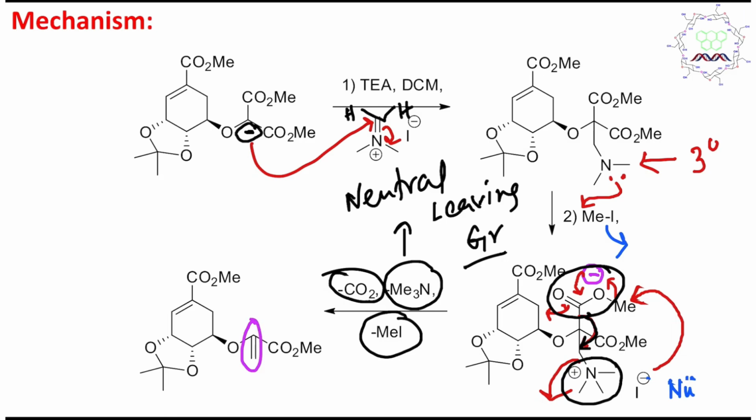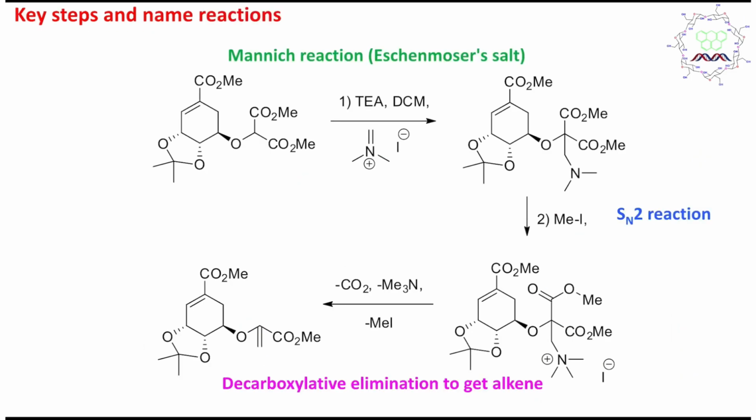Okay, you may compare this concept with Hofmann elimination reaction. So this is the overall reaction. So what are the key steps and named reactions associated here? First step is Mannich reaction, and here more specifically it is Eschenmoser salt.